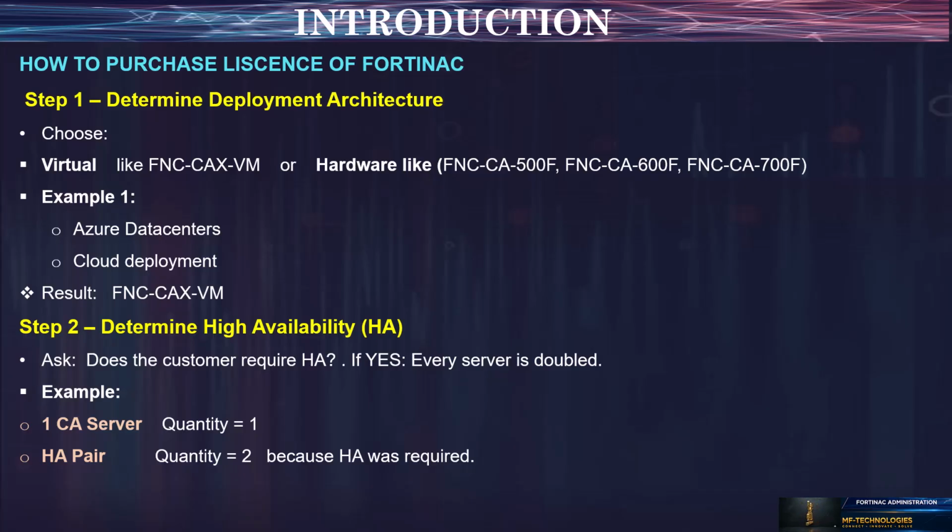The second step is to determine whether high availability is required or not. If a customer requires continuous operation, every production server should have a corresponding secondary server. Remember that high availability effectively doubles the number of servers because every active server requires a standby partner. This design decision should always be made before discussing the license requirement because it directly affects both cost and architecture.